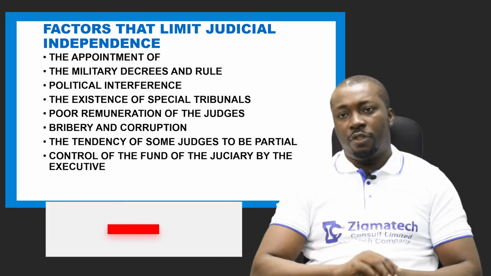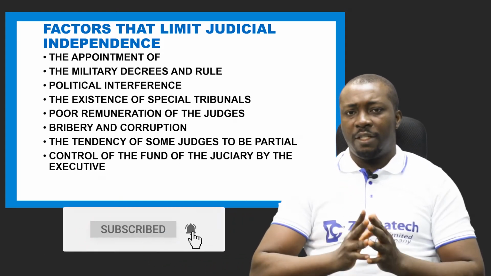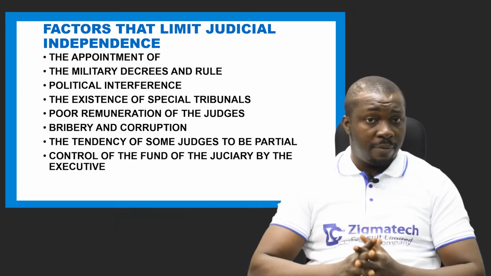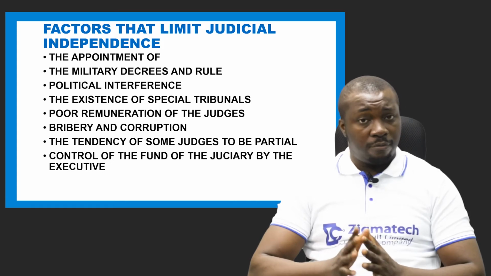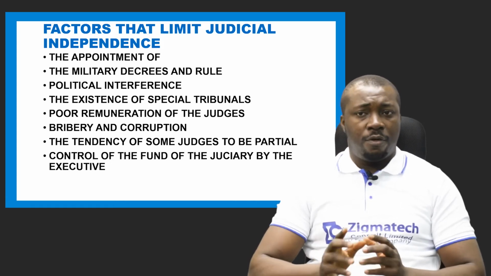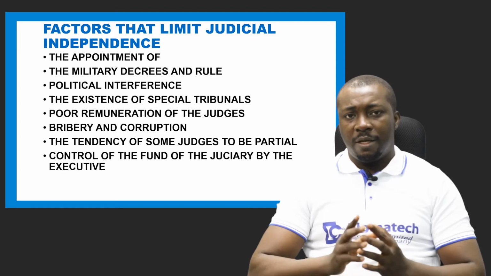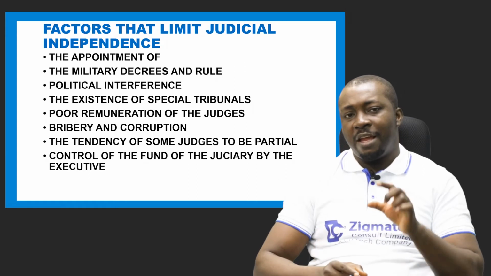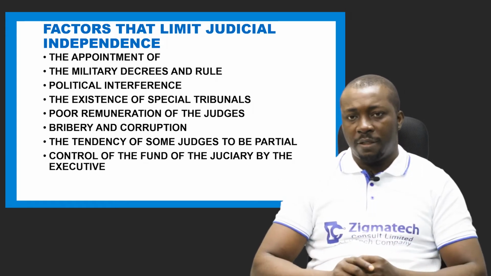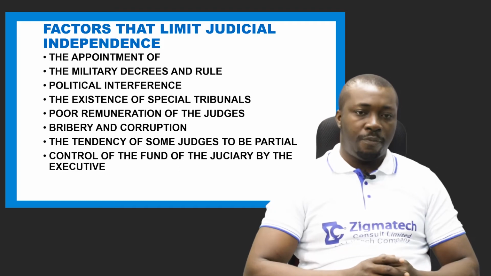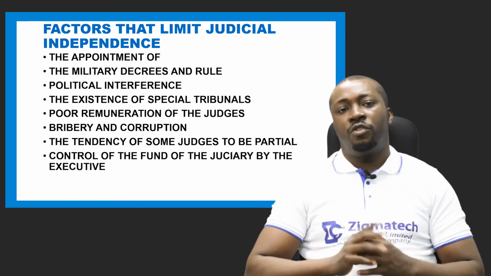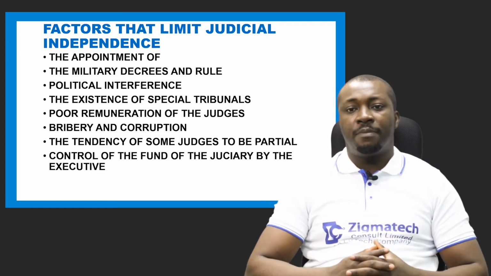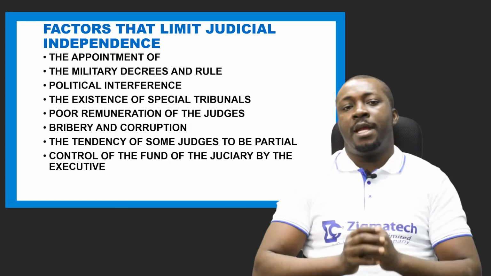Then, poor remuneration of judges. That is why you see some judges can collect bribes to give justice in a particular direction. So, when there is poor remuneration of judges, people can actually give financial inducement and actually affect the judgment of the court. Also, when there is bribery and corruption on the part of the judiciary, when they take bribe from powerful people, of course, you can't expect them to be impartial in their judgments.